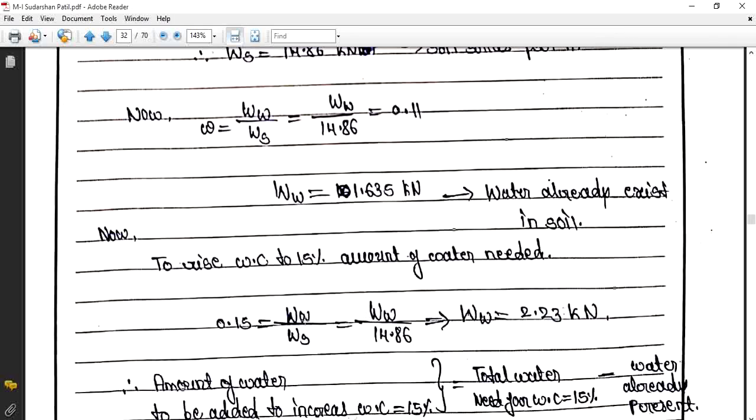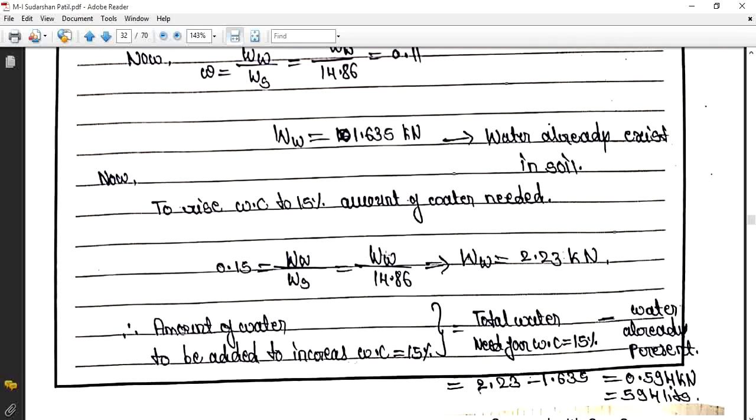Same way, as they said, there is no change in void ratio, so there is no change in weight of soil solids. In any case the weight of soil solids will not change, it doesn't depend upon the void ratio. So I'm going to substitute the same weight of soil solids over here and find out the total water at 15%. So 2.23 kilonewton is the total water at 15%. Water at 11% is this much, water at 15% is this much.